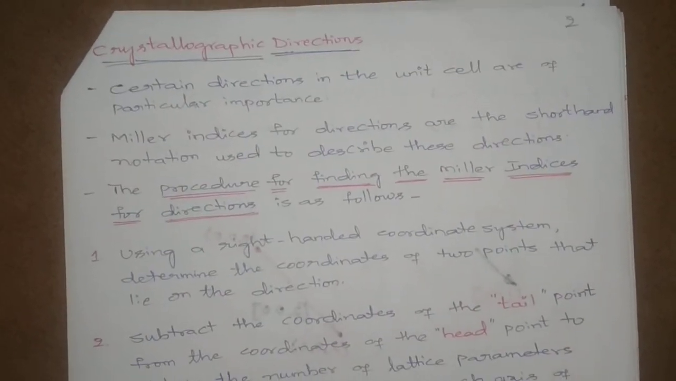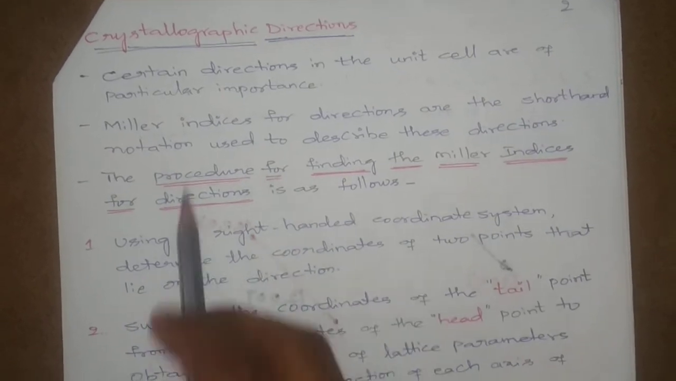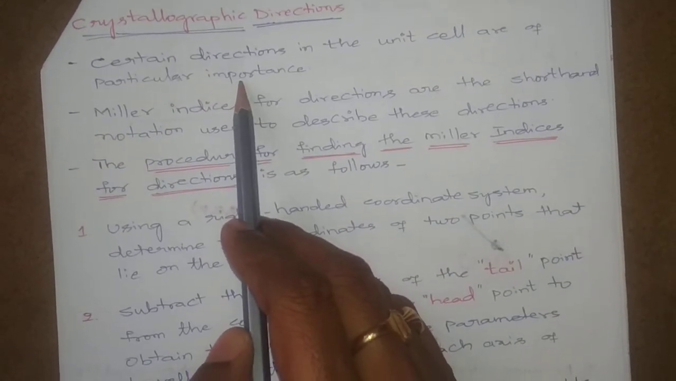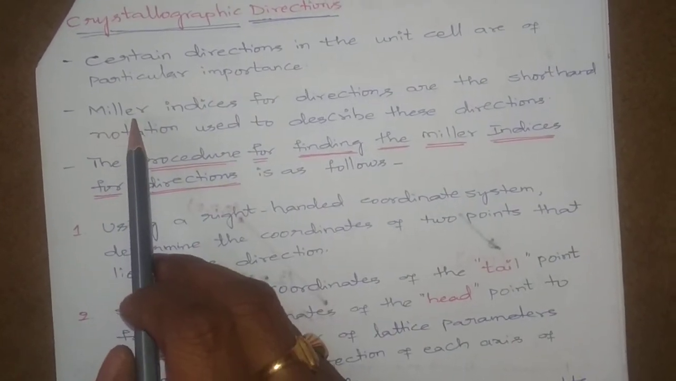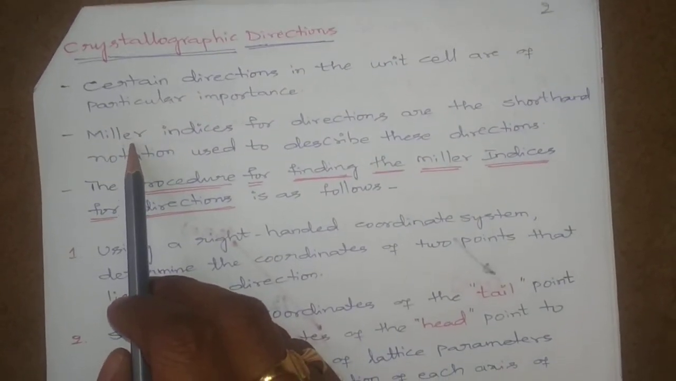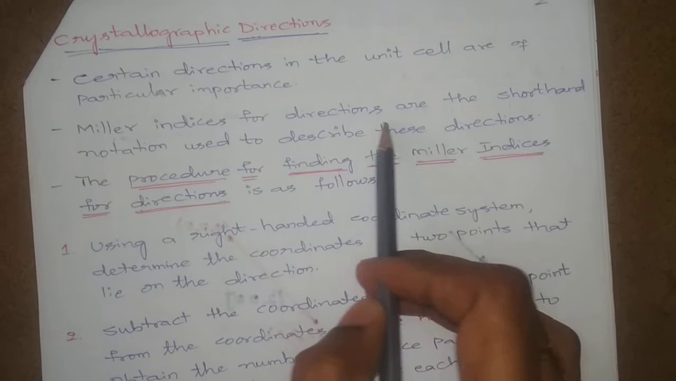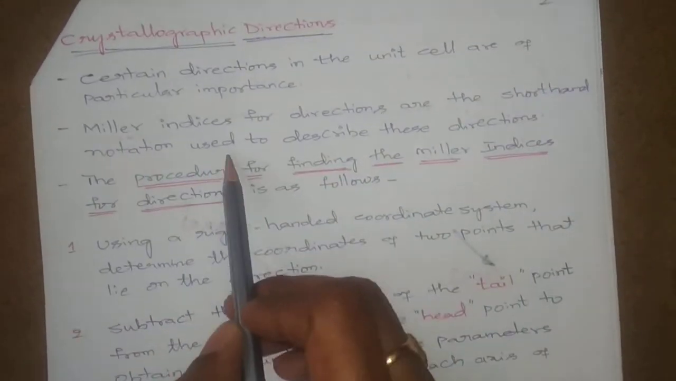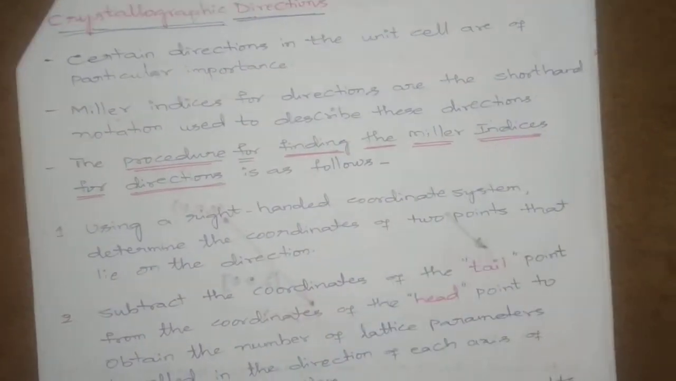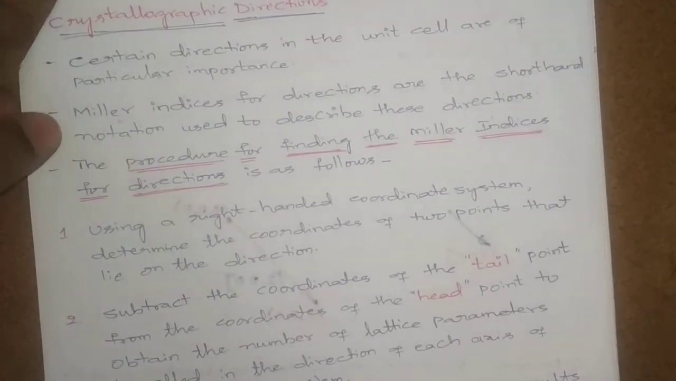So the next one is direction. Let us move to one dimension. Crystallographic directions: certain directions in the unit cell are of particular importance. We have a scientist by the name Miller, and these indices were named after him. So Miller indices for directions are the shorthand notation used to describe these directions. Let us understand the procedure for finding the Miller indices for direction.